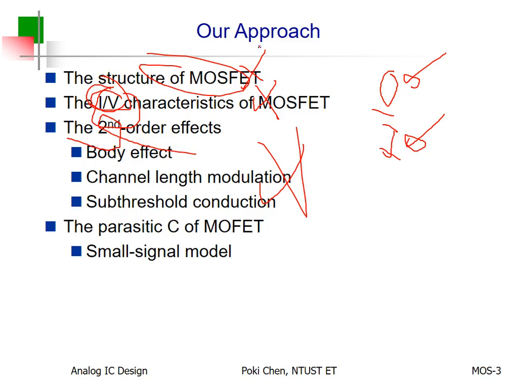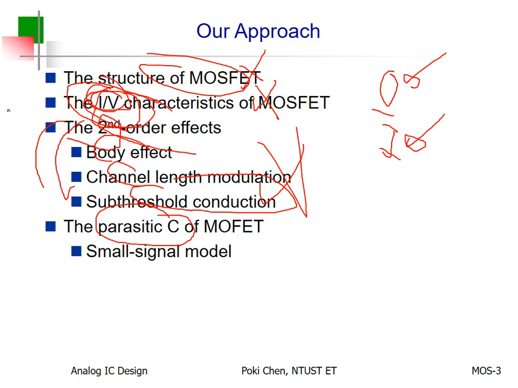Not only the original properties according to such kind of IV curve, but you also need to know some of the side effects, the second order effects. For example, what is body effect? Channel length modulation, threshold, conduction, blah, blah, blah. And we also need to pay attention to such kind of parasitics, not only capacitors, but also resistors.